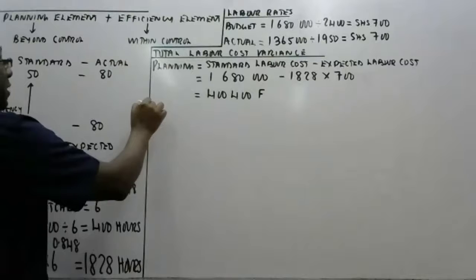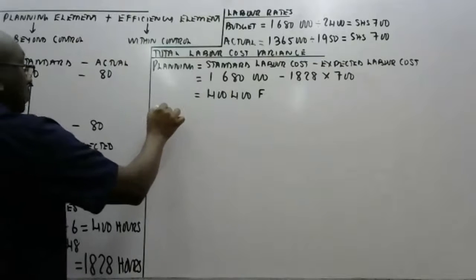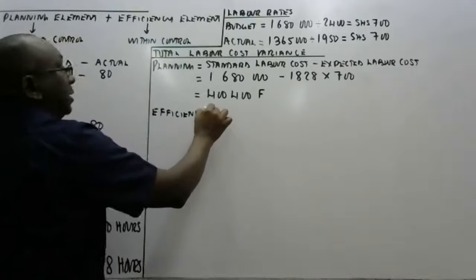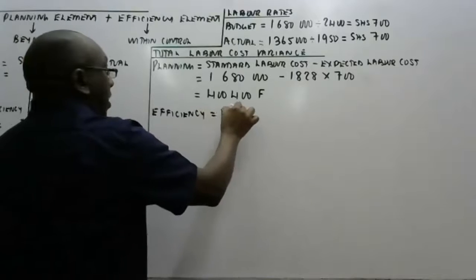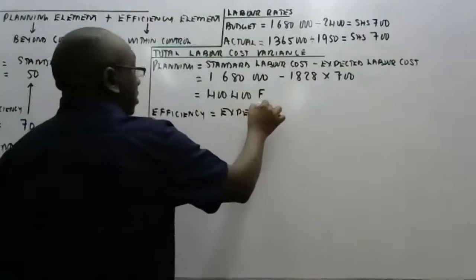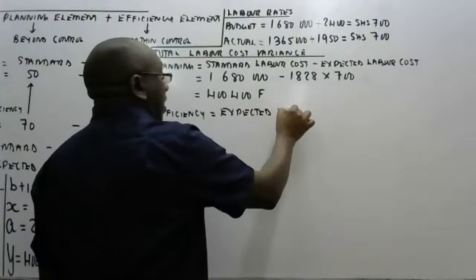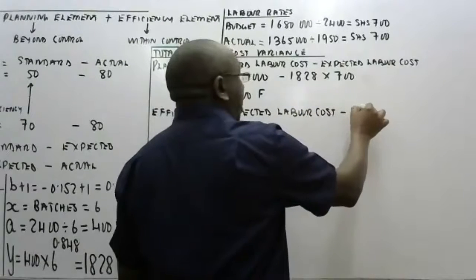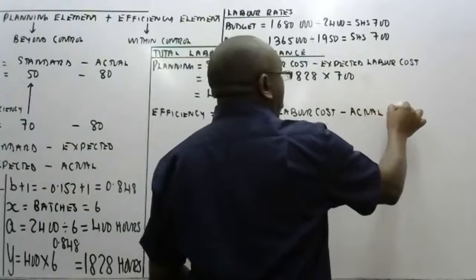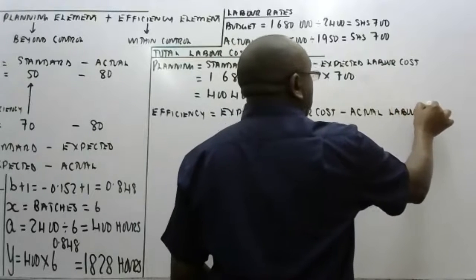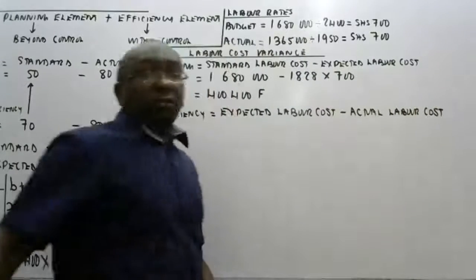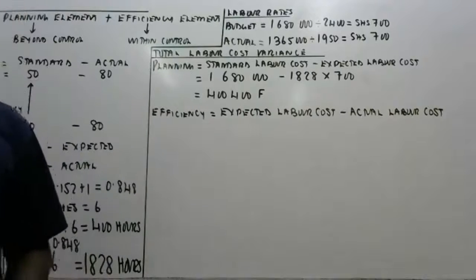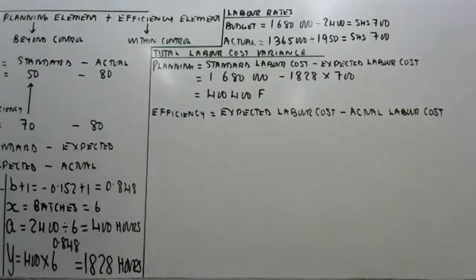All right, let's come to the efficiency. Efficiency is the expected labor costs minus actual labor costs. Remember, that is the general formula I gave you for the expected.